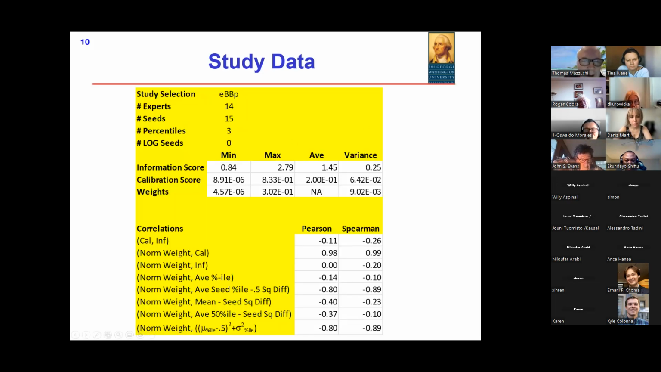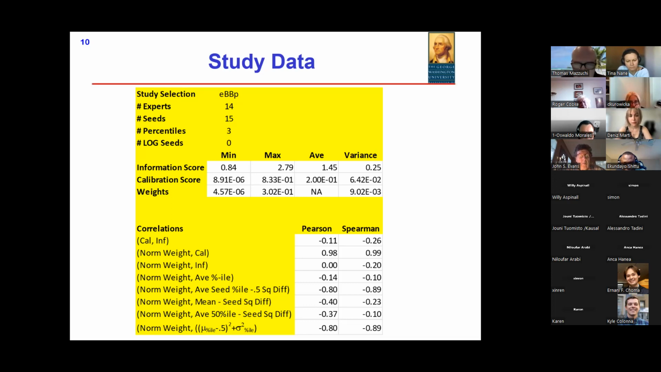So the first thing I look at, again, just to make sure you know what you're working with, is the study, the number of experts, the number of percentiles, the number of log seeds, and so forth. And it will pull out for the selected study, in this case, EBBP, the min, max, average, and variance of the information scores of the experts, the min, max, average and variance of the calibration scores for the experts, and the min, max, and variance of the weights for the experts.